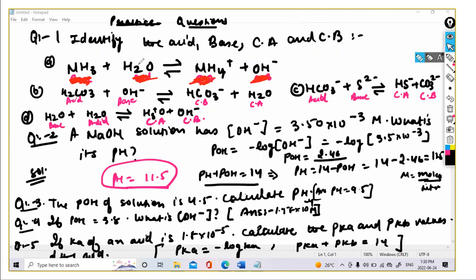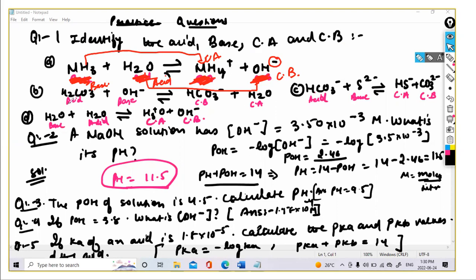So what is happening here? NH3 is becoming NH4 positive, right? So it is essentially accepting a proton. Something that is accepting a proton is the base, and this water is converting to OH negative. It is releasing the H positive, it is donating. So this is the acid. So base always converts into conjugate acid, and this acid always converts into conjugate base.